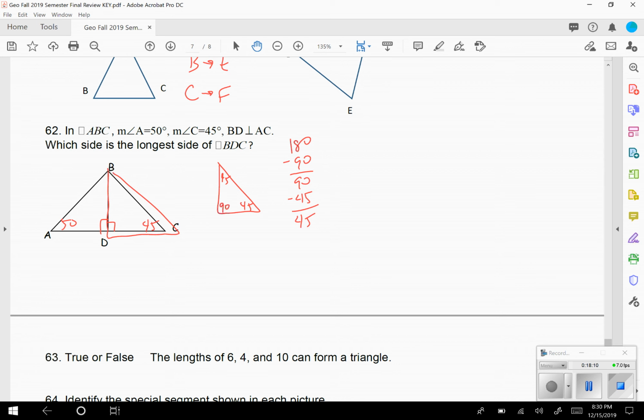Okay, so now they're asking for the longest side of triangle BDC. Well, your longest side is across from your largest angle, so 90 is the largest angle. So it's this side right here, and on the picture, it's side BC.